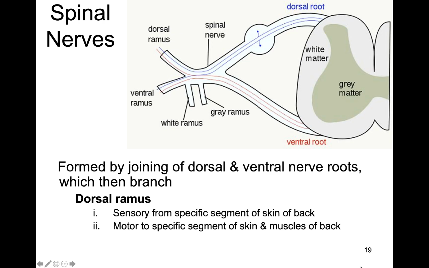So what we have on this picture is that you can see the gray matter and then a white matter that's surrounding it. And there is this dorsal root that's coming off the posterior side of the spinal cord. And then this is the ventral or the anterior root. Where they come together, that's where you have the spinal nerve.